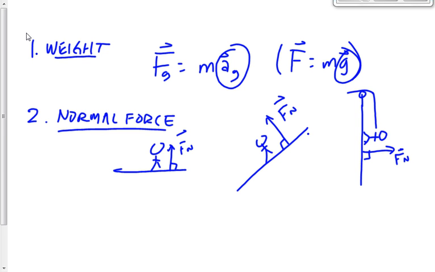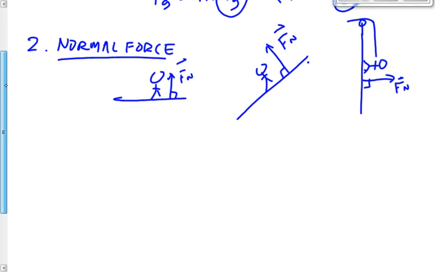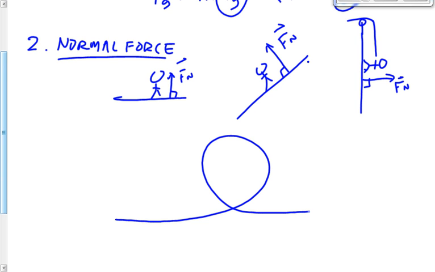The one that I was thinking of is one that you're going to encounter, that all of you hopefully will encounter end of November, beginning of December when we take our field trip to Edmonton. That is when you're riding on a roller coaster and you're upside down right here. Gravity is pulling down on you, but what else is pushing down on you? The track. The track provides a normal force.